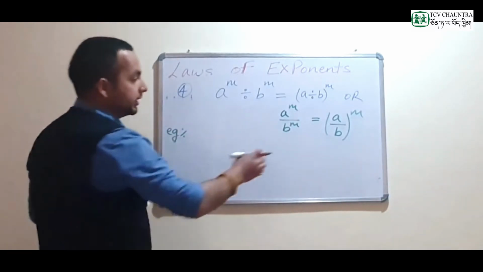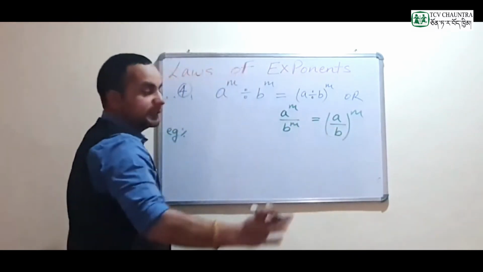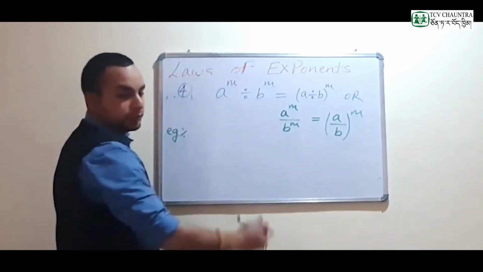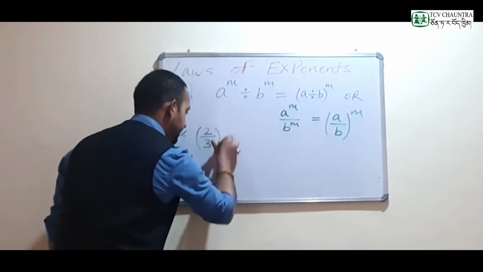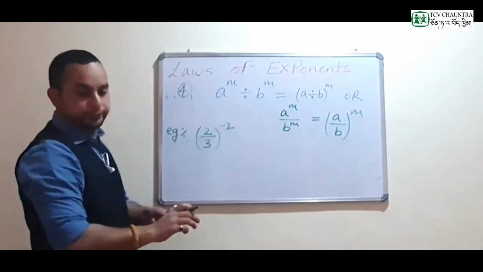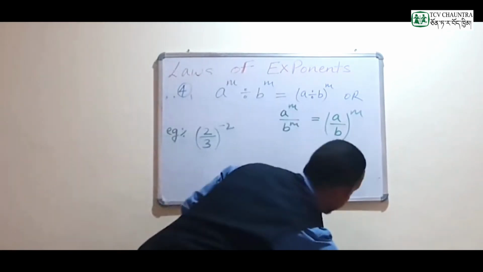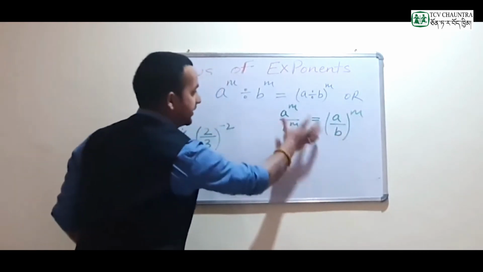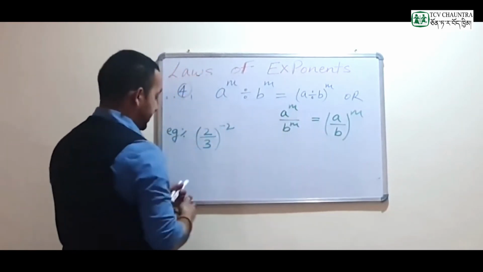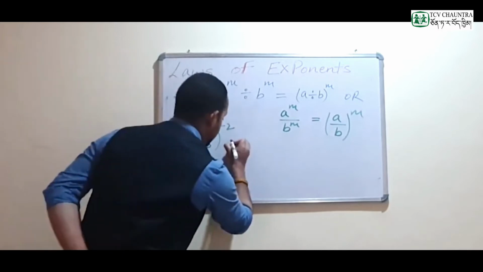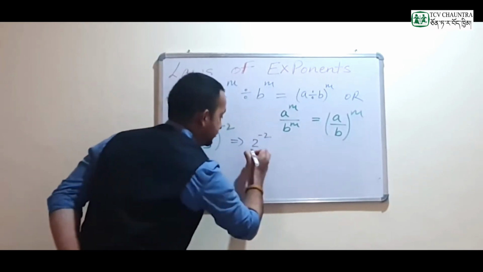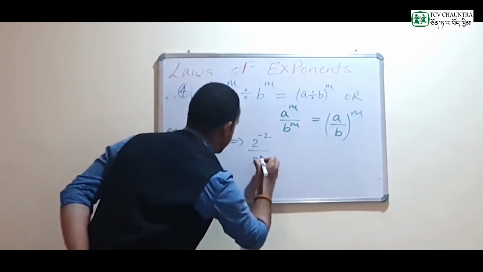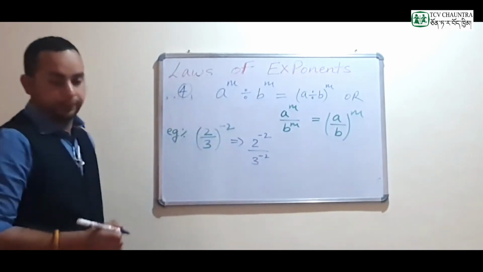If I take an example in this form, suppose I take 2 upon 3 whole raised to the power minus 2. Now we are going to express this in this form: 2 raised to the power minus 2 and 3 raised to the power minus 2.